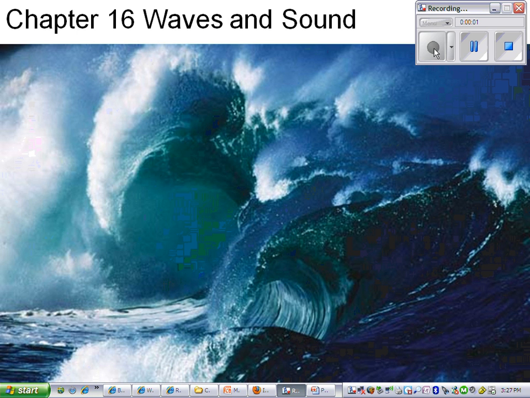First lecture in Chapter 16, Waves and Sound. And here is a picture of a pretty big water wave. And we're going to be discussing water waves and the speed of the water and the amplitude of the water and the wavelength of the water and so on.